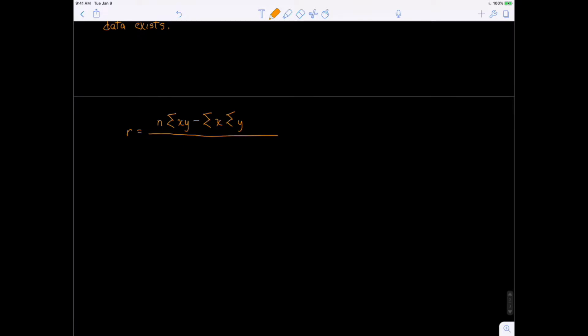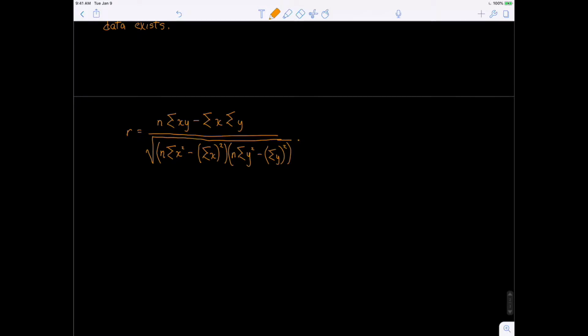the square root of, and we have a whole bunch under there, so bear with me. It's n times the sum of the x's squared minus parenthesis the sum of the x's parenthesis squared, times n times the sum of the y's squared minus parenthesis the sum of the y's parenthesis squared.